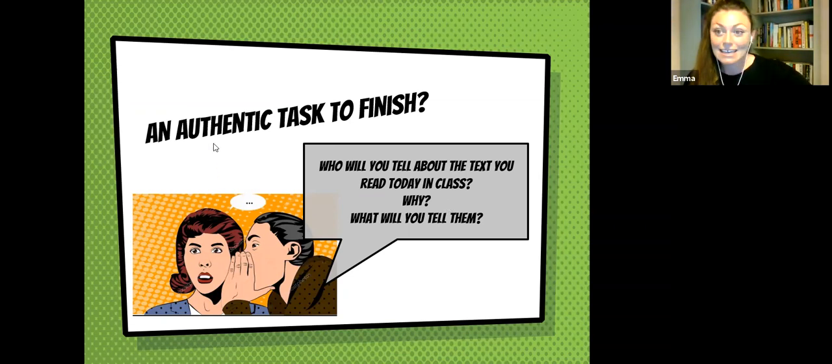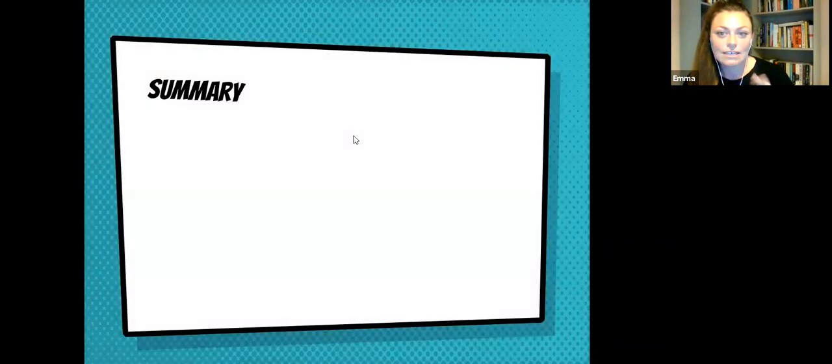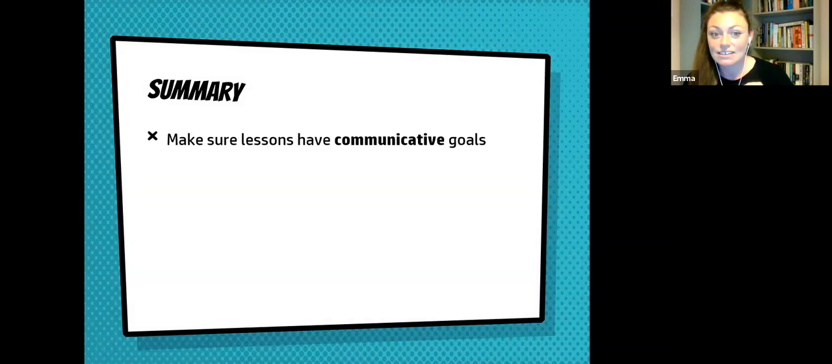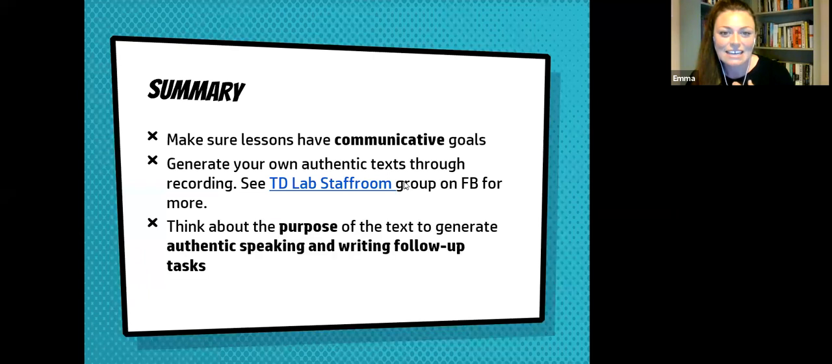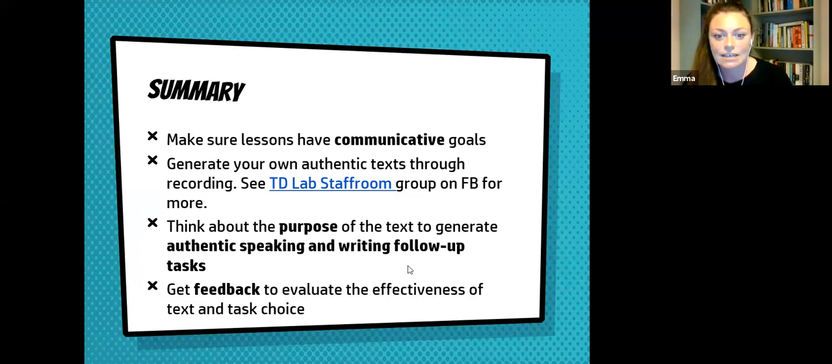So that's it for the session. There is also a bibliography, and the summary might be something like, have some communicative goals in your lessons, maybe generate your own authentic texts, and you can use TD Lab Staff Room on Facebook for crowdsourcing material for listening, but I'm sure you also have friends and family who you can ask to record things. And make sure you think about the purpose of a text so that you're generating authentic speaking and writing, and get some feedback if you're on the right track or if you need to adapt your approach.